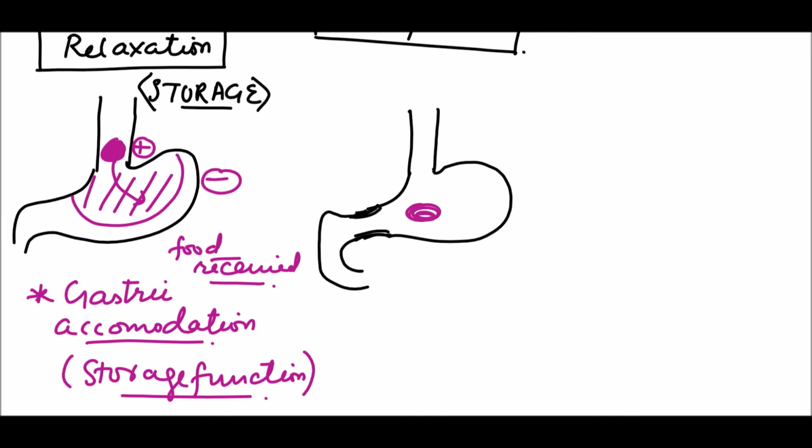So now the pylorus. Food is present in the stomach, and the pylorus remains contracted for some time. It means when the stomach contracts and tries to push the food forward, the pylorus is closed. So this food strikes the closed pylorus and is reflected in the backward direction. And then again, because of contraction of the stomach, this food hits the pylorus and is reflected backward.